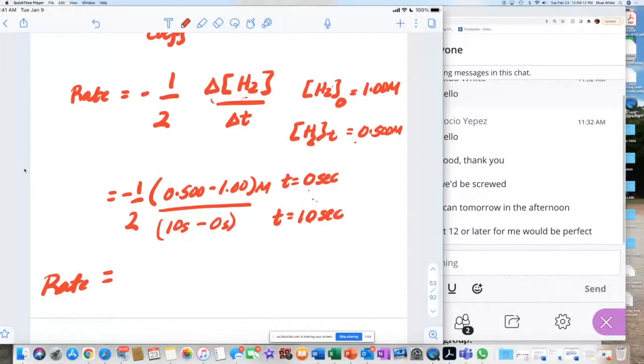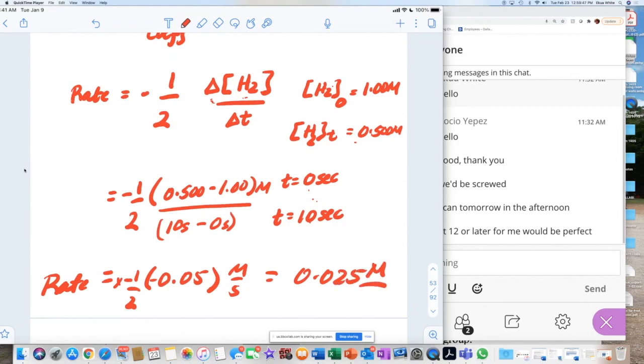Now, I mentioned this before last week. Rate is always positive. So if you look at this, 0.500, I'm doing the parentheses first, minus 1, I get negative 0.5. Then divide by the bottom, divide by 10. I end up with, in the parentheses, negative 0.05 M over S, times negative 1/2, right? So when I work everything out, divide by 2, I end up with 0.025 M over S, okay? This becomes my rate, based on the little calculation I did.